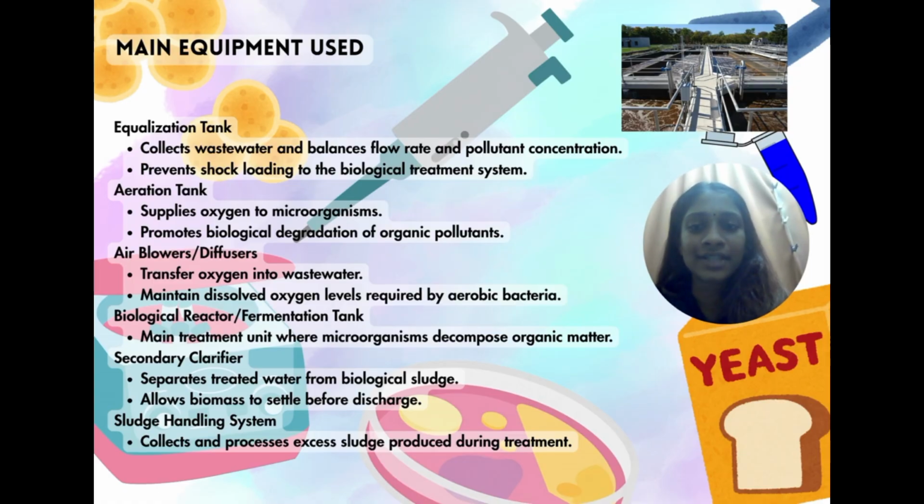Next, for the aeration tank, it will supply oxygen to microorganisms, where a diffuser will transfer oxygen into wastewater and it will maintain dissolved oxygen levels required by aerobic bacteria. Next, for the biological reactor, the main treatment unit where microorganisms decompose organic matter. Last two, the secondary clarifier, it will separate treated water from biological sludge and allow biomass to settle before discharge. Lastly, sludge handling system, it will collect, process, and exchange sludge produced during treatment.